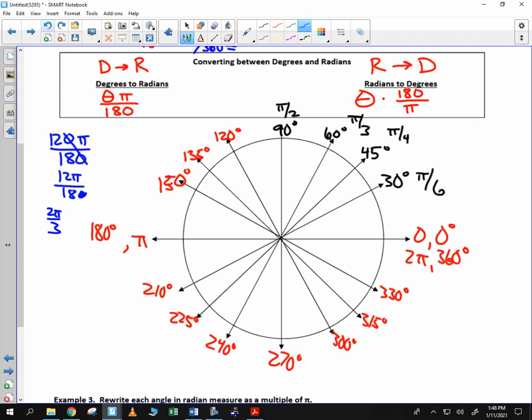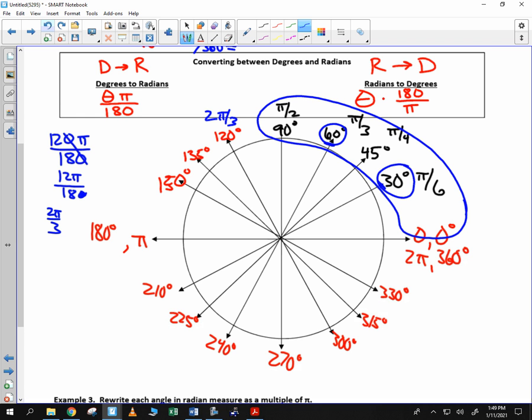There's an easier way to do it, folks. Simply look at these. Which degree measure divides evenly into 120? Well, you would say 60, and you would say 30. But which is larger? 60. How many times does 60 go into 120? Twice. So it's 2 pi over 3. Instead of 1 pi over 3, it's 2 pi over 3. Look at 150. What divides evenly into 150? 30 does. How many times does 30 go into 150? 5 times. So it's 5 of the pi over 6s.